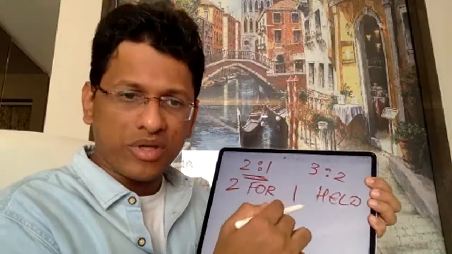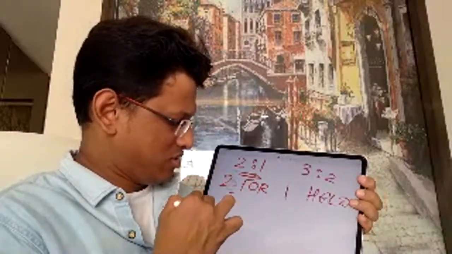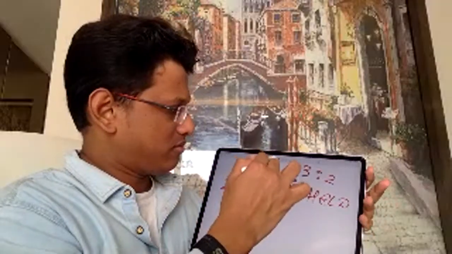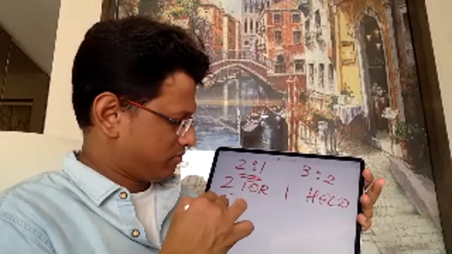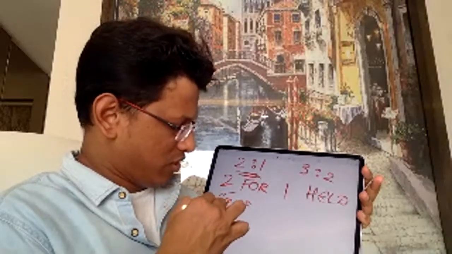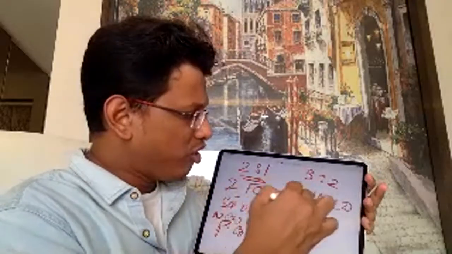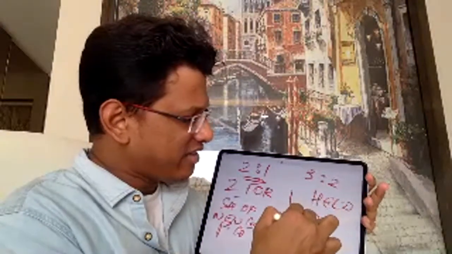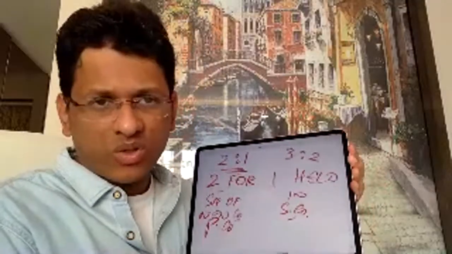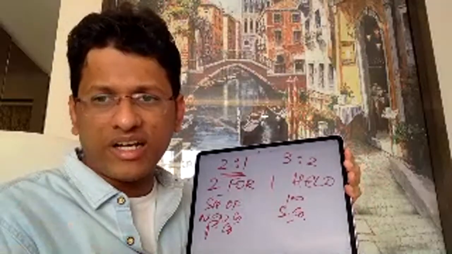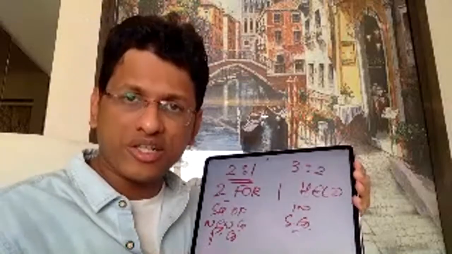2 for 1 held means 2 shares of the new company or purchasing company, for 1 share held in the selling company. Listen carefully. Without getting this right, that kind of confusion and opposite logics that we have been fighting about will continue.